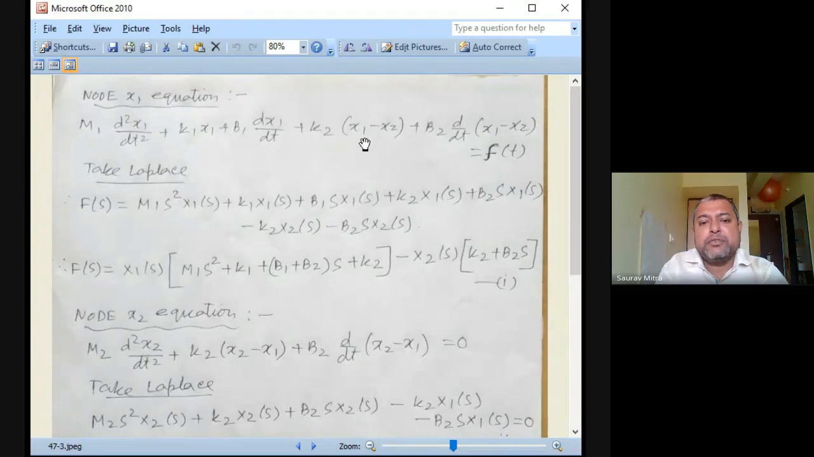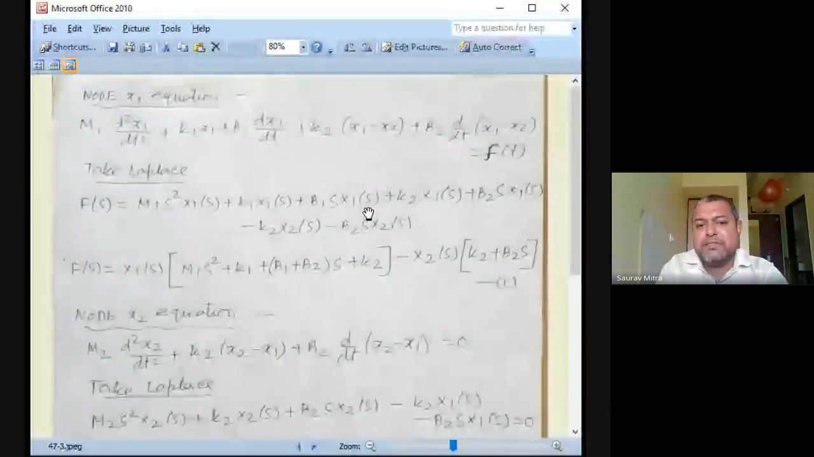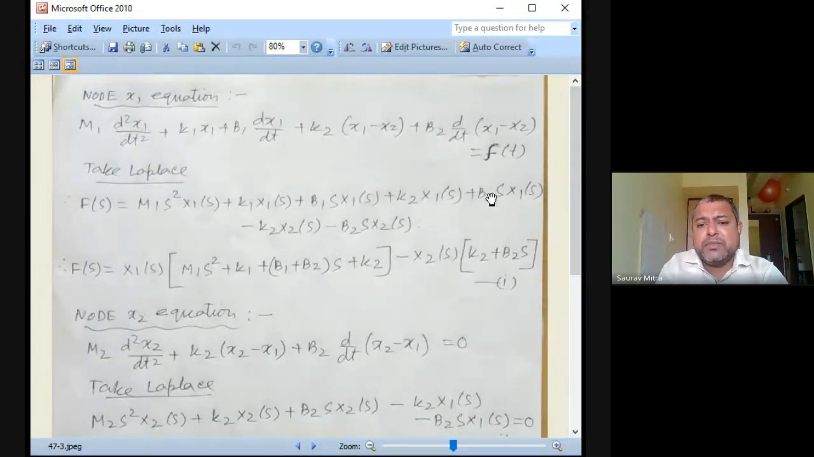Now this is k2 (x1 minus x2), so this is k2 X1(s) minus k2 X2(s). I have multiplied, separated, and taken the Laplace transform. Actually, what I have done in this Laplace is I have separated out the x1 term and the x2 term, so one step I have done less. Then this is b2 s X1(s), and this is b2 s X2(s) with a minus sign, likewise. And in the next step I have separated out X1(s) and X2(s).